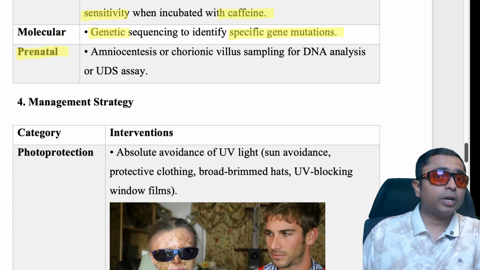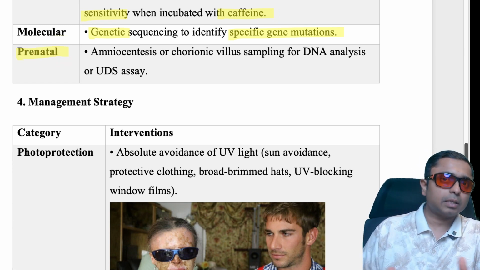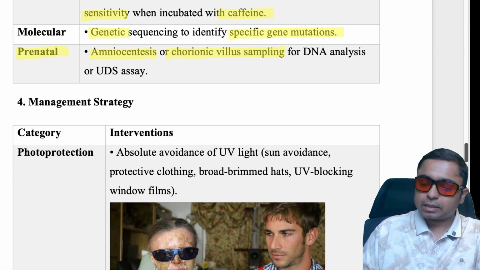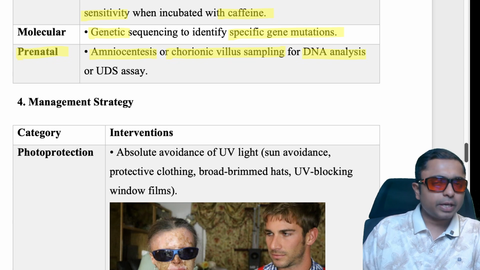Genetic sequencing can be done if you suspect any specific genetic mutations, and prenatal diagnosis can also be done. This is also a very important question, prenatal screening in dermatology. So amniocentesis or chorionic villus sampling, CVS, for DNA analysis, or even the UDS, unscheduled DNA synthesis assay, can also be done.